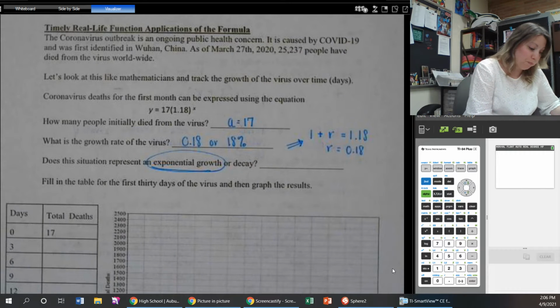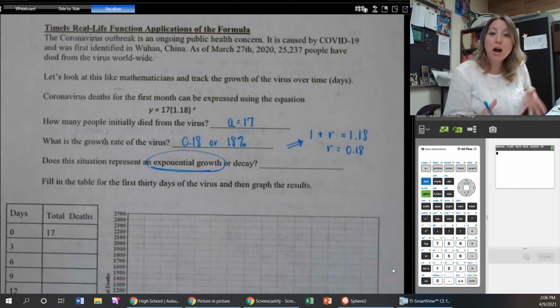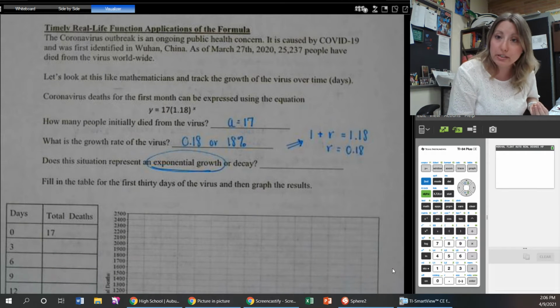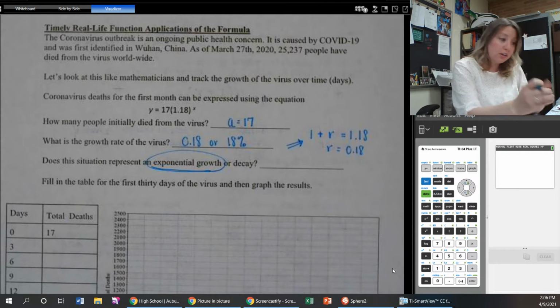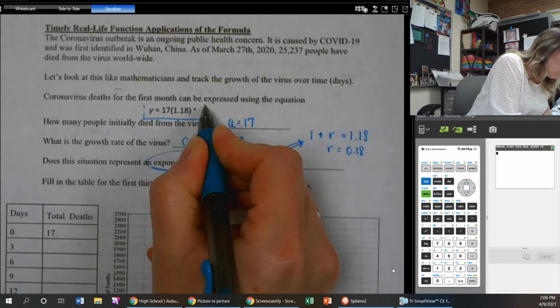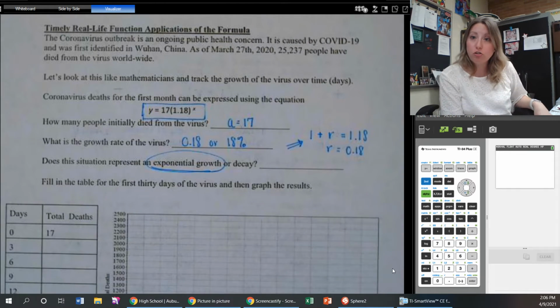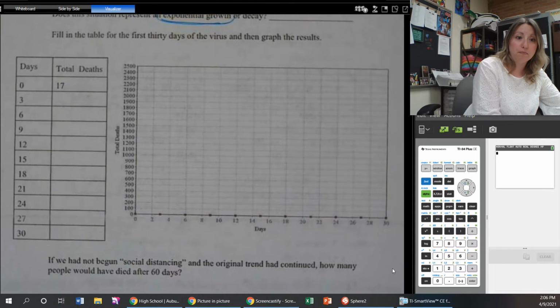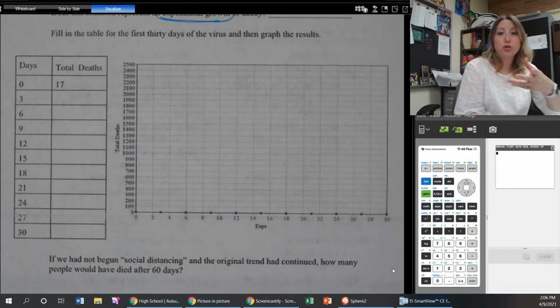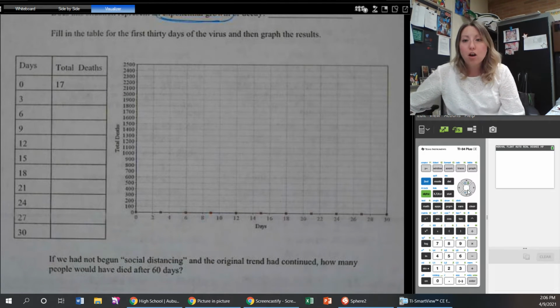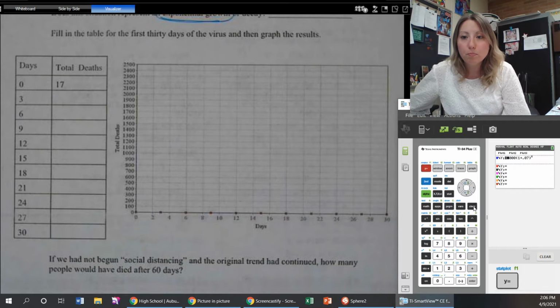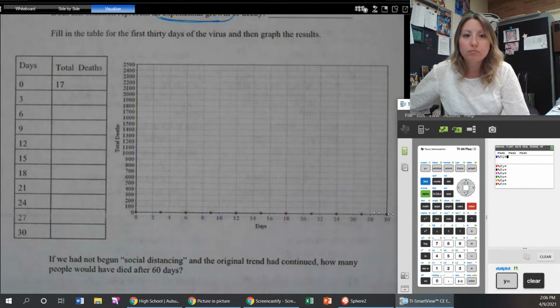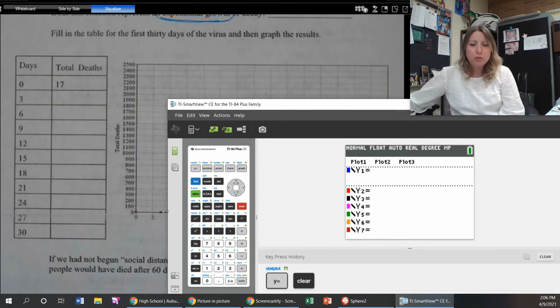Now what we're going to do is plug this into our graphing calculator, and use this to model what would have happened if this continued to be our growth rate of the function. Okay? So let's do that right now using our graphing calculator. So this will be the first 30 days, and we're going to go every 3. All right, so let's go to y equals.